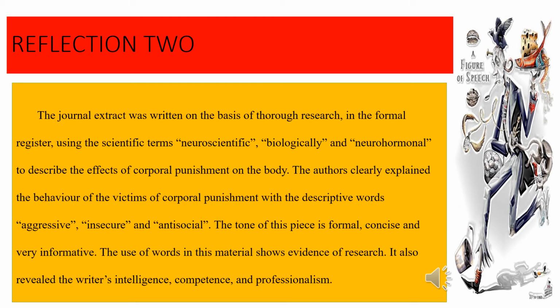Let's look at the sample given for reflection 2. Reflection 2, and it reads, the journal extract was written on the basis of a thorough research in the formal register using the scientific terms neuroscientific, biological, and neurohormonal to describe the effects of corporal punishment on the body. The authors clearly explain the behavior of the victims of corporal punishment with the descriptive words aggressive, insecure, and antisocial.